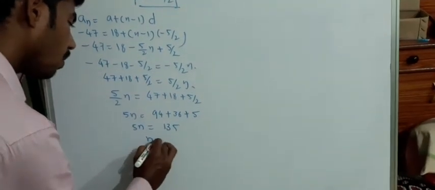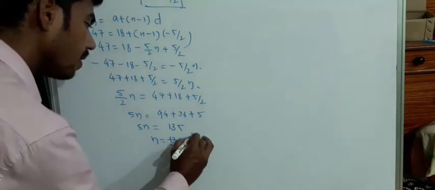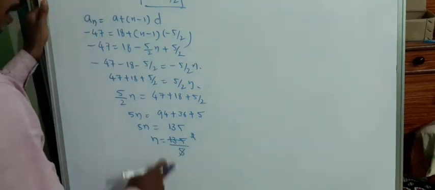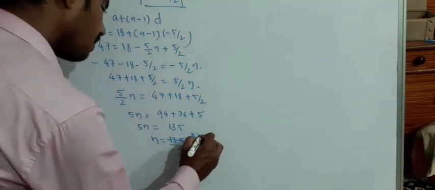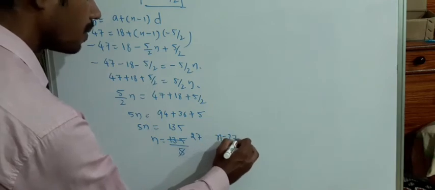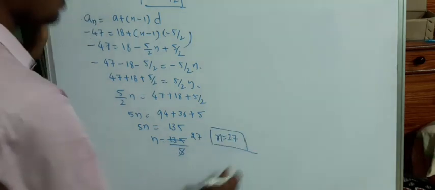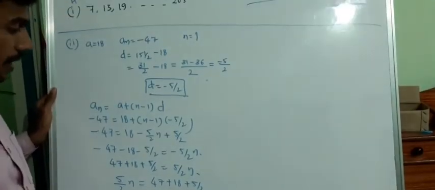So n is equal to 135 divided by 5. 5 1s are 5, 5 2s are 10. So what is left? 35. 5 7s are 35. So n is equal to 27. Our number of terms is 27. Number of terms involved in this particular series is 27. Please note it down.